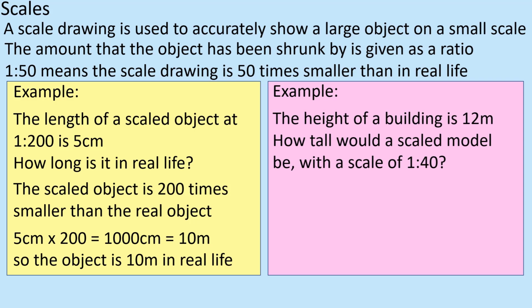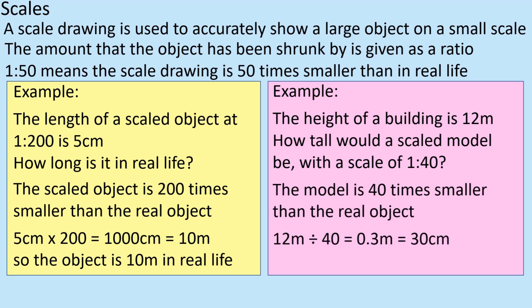Another one would be if the height of a building is 12 meters. Let's think about it the other way around. How tall would a scaled model be with a scale of 1 to 40? So what you're going to do is take your 12 meters and divide it by 40, and that's going to be the size of my scaled model. So 12 divided by 40 is going to give me 0.3 meters, right?